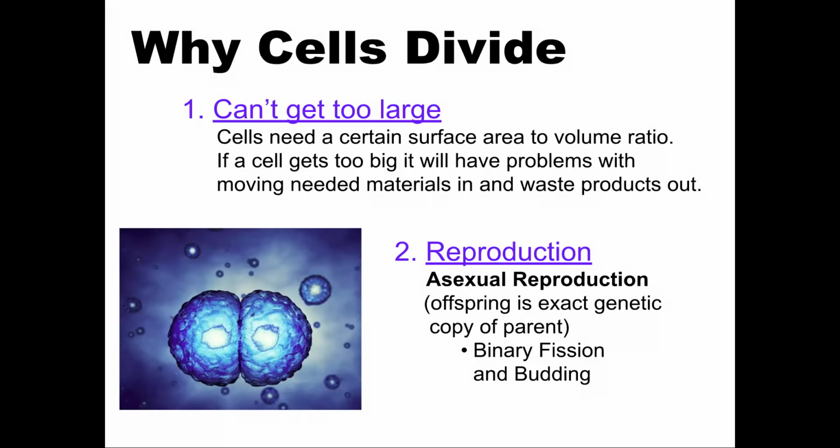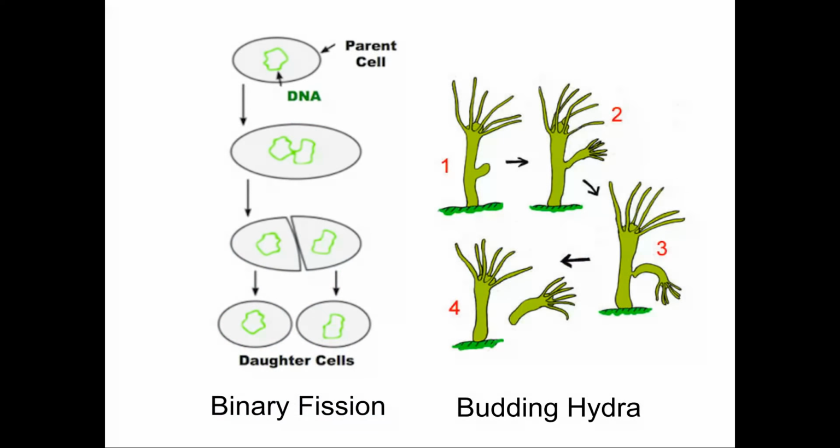Number two, reproduction. Cells that reproduce asexually are making clones of themselves. So all the offspring will be exactly the same and the same as the parent cell. And there's two types of this. We have binary fission and budding. Binary fission is a process that a bacteria cell would use. You start with one cell and you can see it just splitting into two. And now the two daughter cells have the exact same DNA as each other and as the parent cell.